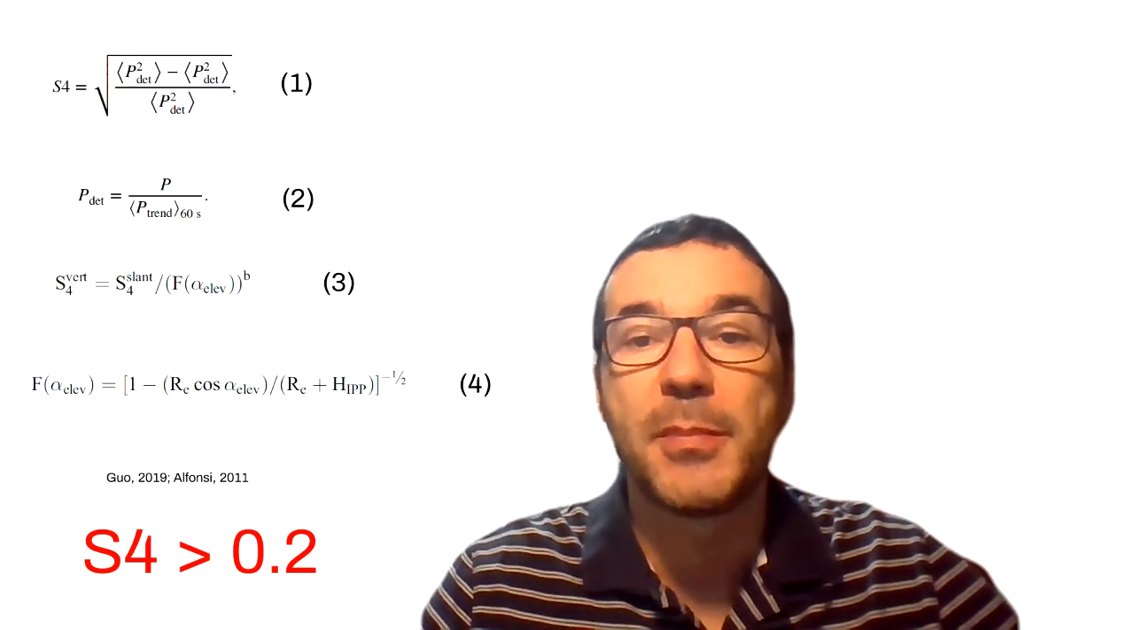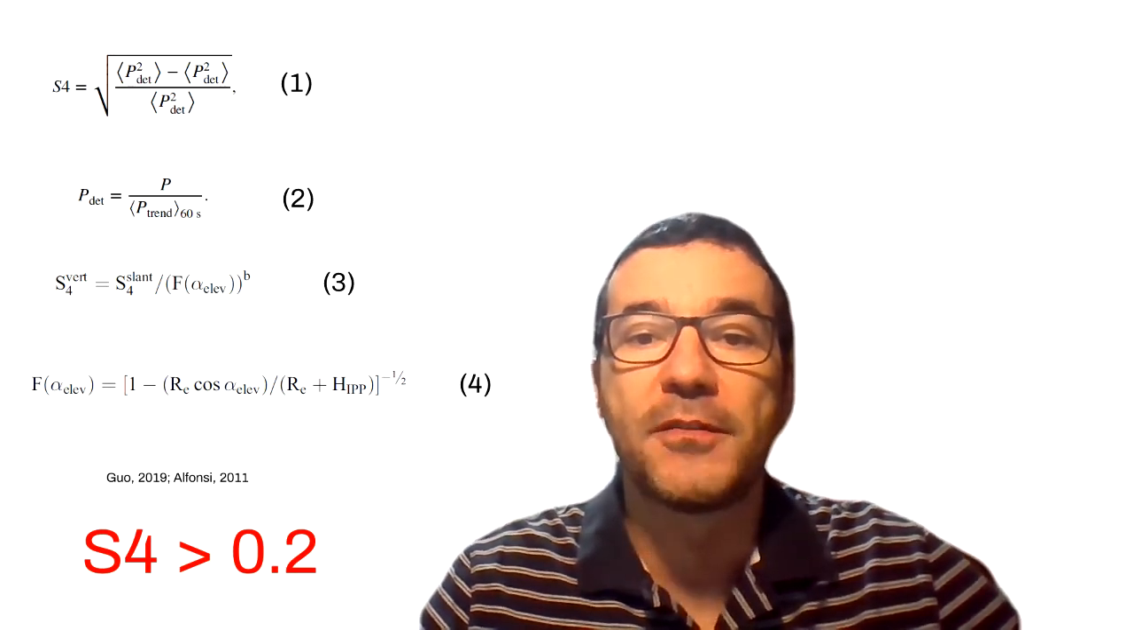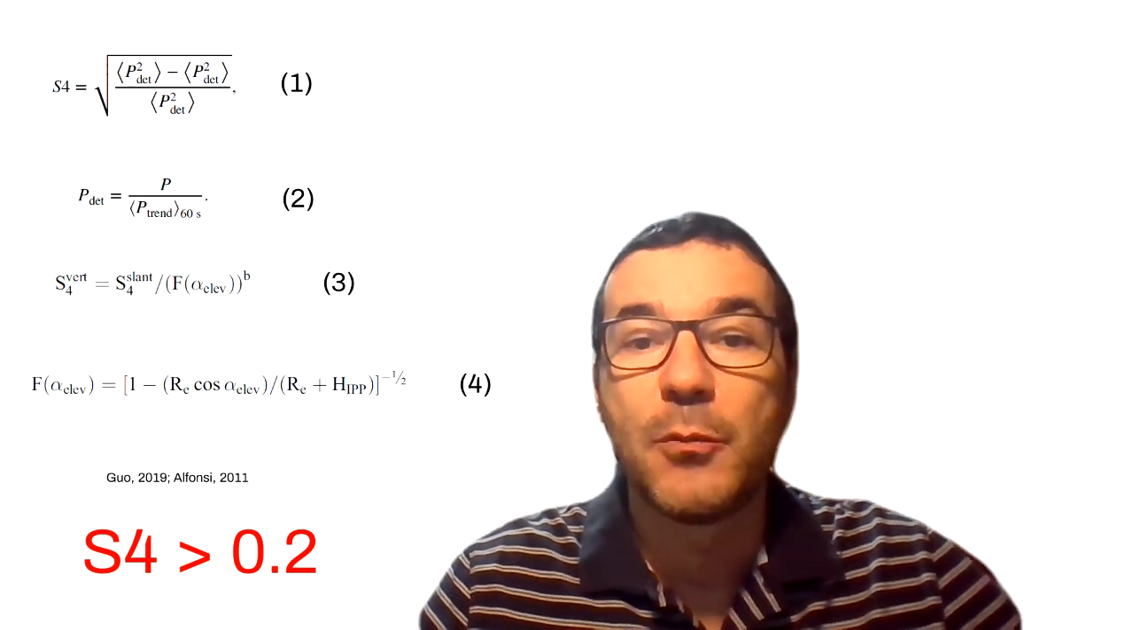The values of S4 are also verticalized, considering the elevation angles from the satellites and using the altitude of the ionospheric piercing point. We use a cutoff angle of 30 degrees, and then we calculate the percentage of times S4 is greater than 0.2.